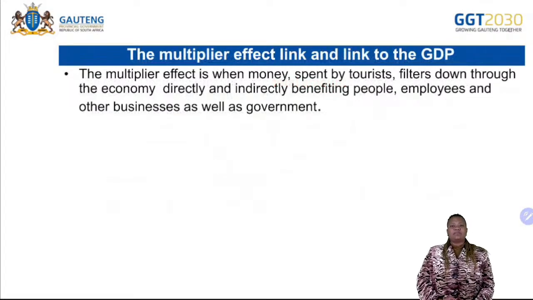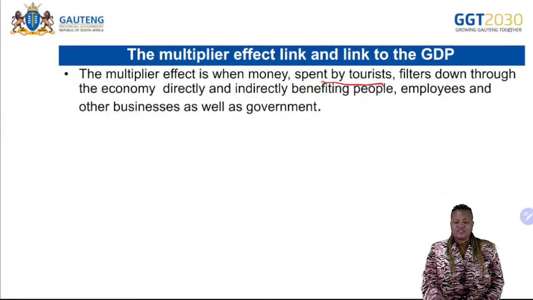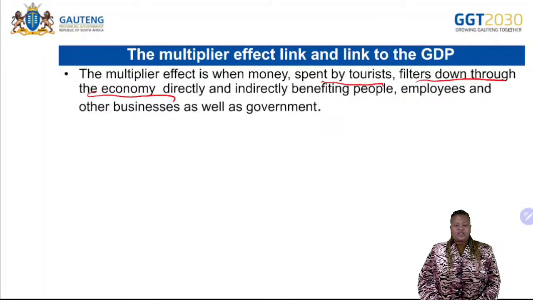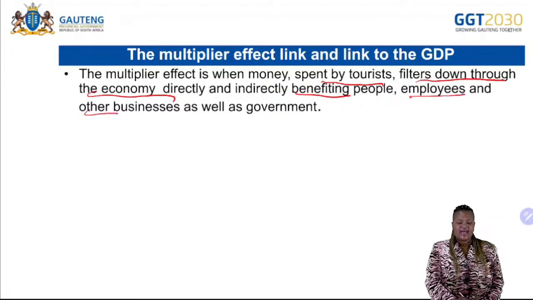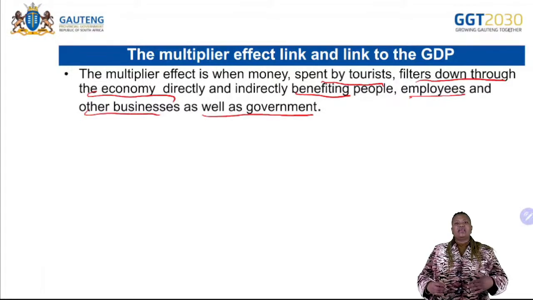And then we have the multiplier effect and the link to the GDP. The multiplier effect is when the money spent by tourists filters down through the economy, directly and indirectly benefiting people, employees, and other businesses as well as government. So I always refer to the multiplier effect as when money filters through different sectors or through different people, benefiting people directly and indirectly.